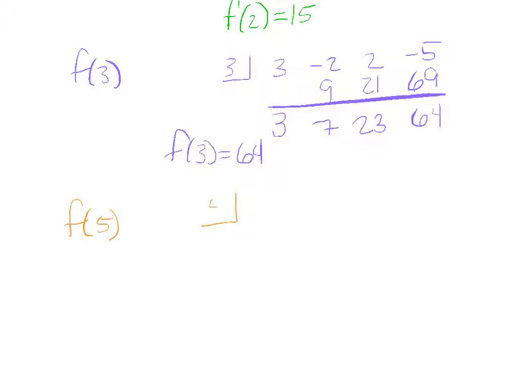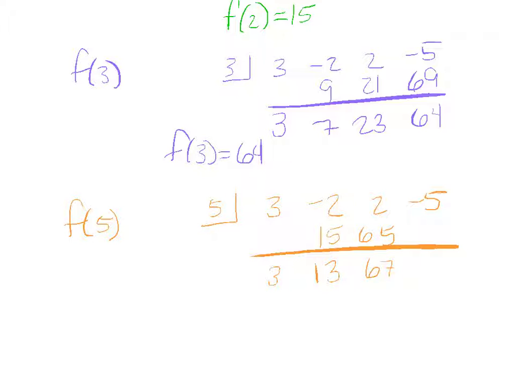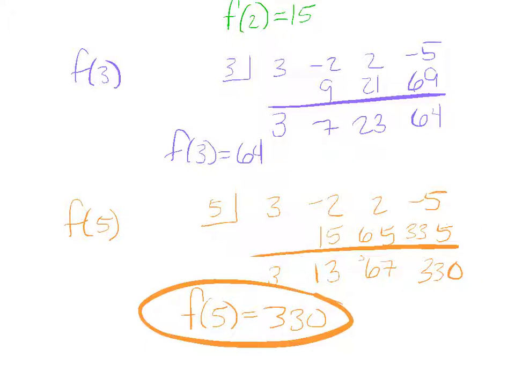That means I'm going to put 5 in the box. Okay, so we've dropped down the 3, 15, 13 times 5. That'll be fun. Carry the 1, 65. This would be 67. So that'd be 3. Oh boy. So 35. Carry the 3. That's 335. And 335 minus 5 is 330. So f of 5 equals 330, which is what we had last time.